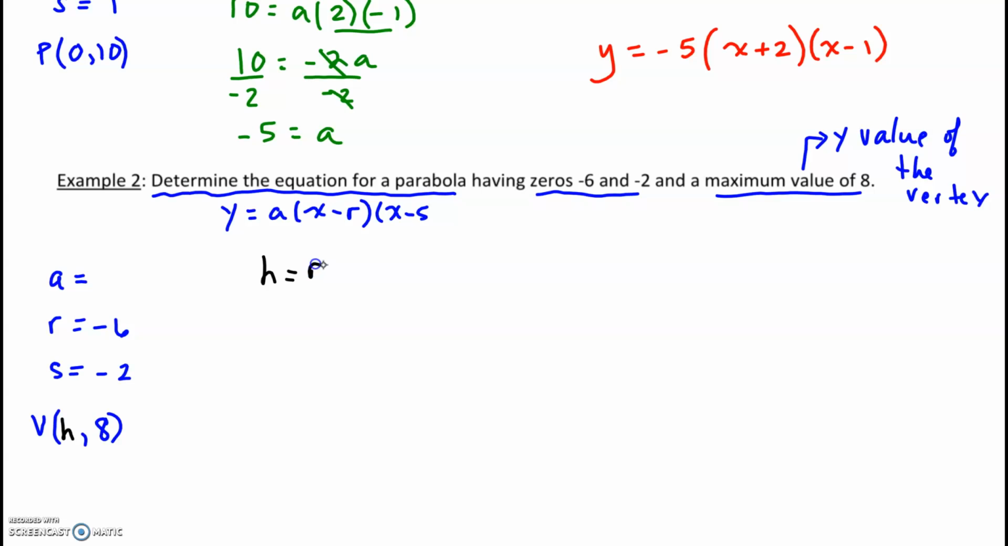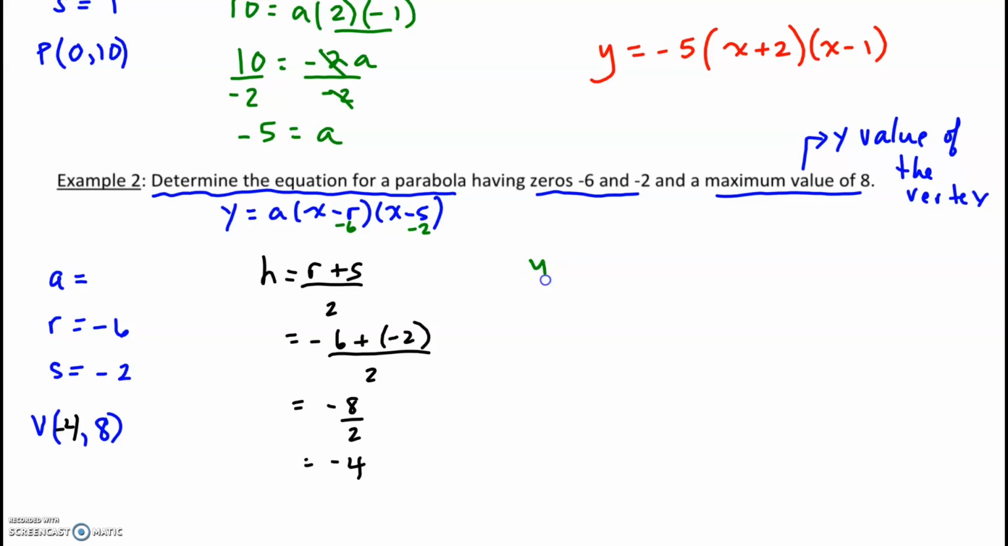So to get h, we know it's r plus s divided by 2. My r is -6 plus s is -2, divided by 2. That'll be -8 divided by 2, which is -4. All right, so now I have my h, which is -4, and I am ready now to find a. So we can see that we have our r value, which is -6, we have our s, which is -2, and we have a point we can sub in to find a.